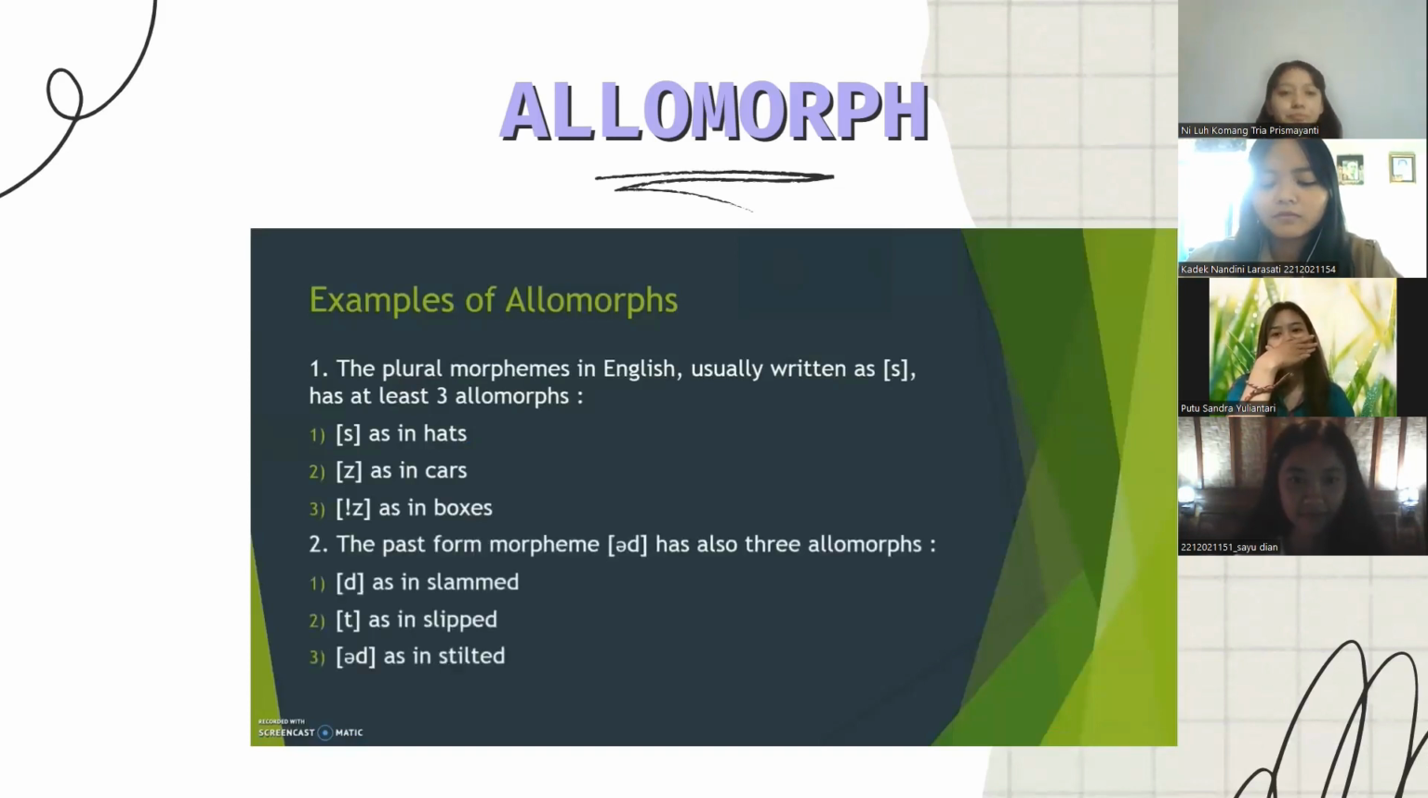The second, the past form morpheme, also has three allomorphs. The first one we have t as in slipped. The second we have d as in slammed. And the third we have id as in stilted.